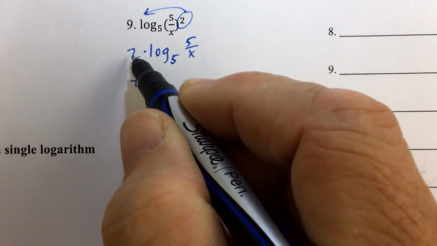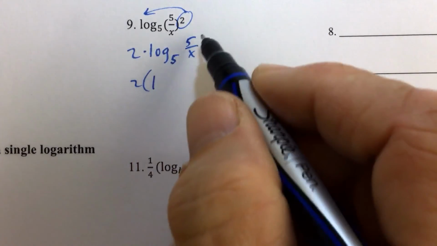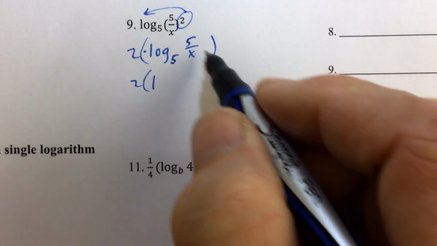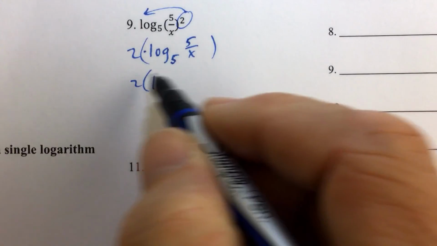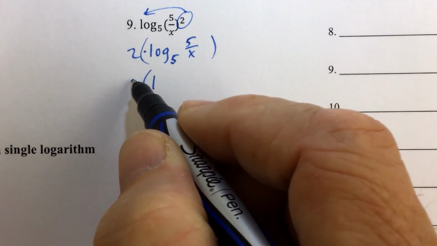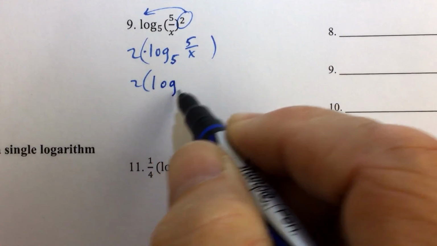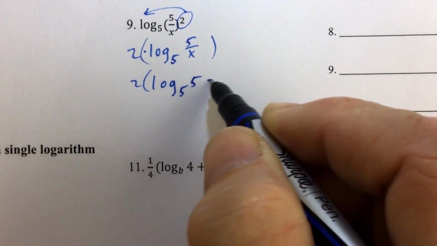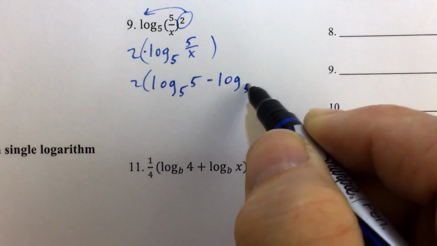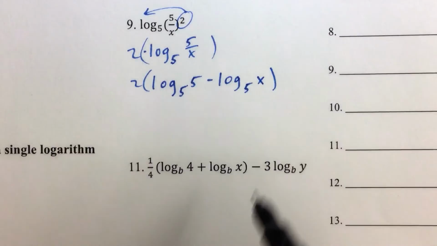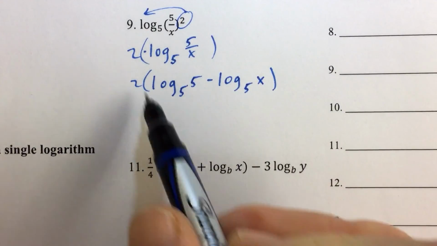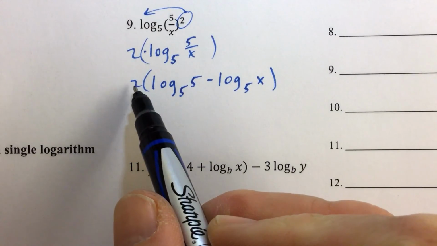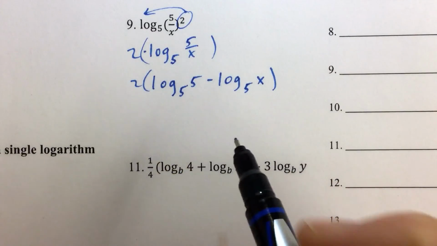So we still have 2 times this entire expression, log of 5 over x. So we need to make sure we put parentheses, 2 times, even when we expand it out. Log base 5 of 5 minus log base 5 of x. So again, it's important to keep that 2 on the outside there, because it's being multiplied by this entire log expression.